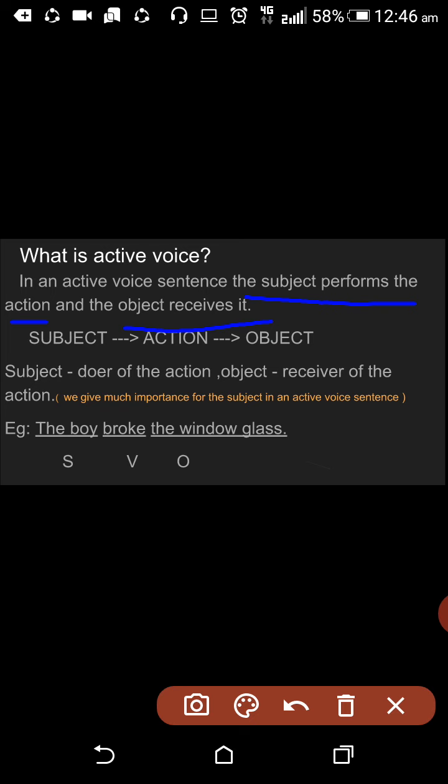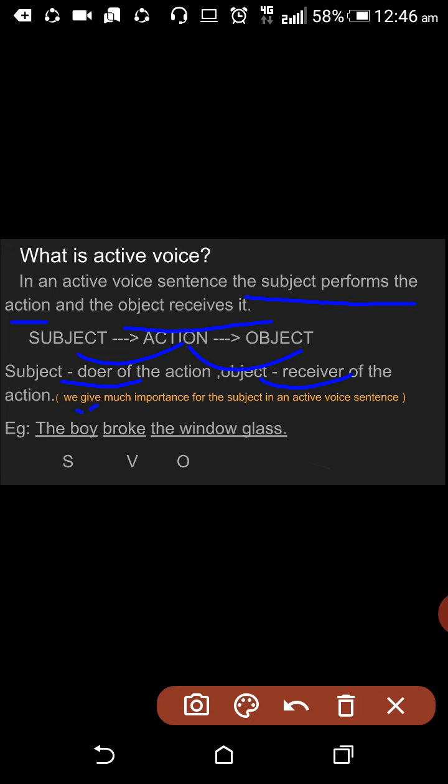See here, below I have written clearly using arrow marks. The subject is doing the action in an active voice, and the action is received by the object. So we can say like this, no? The subject is the doer of the action and the object is the receiver of the action in an active voice sentence. Here I have written something in the bracket. See this? This is very important in an active voice sentence.